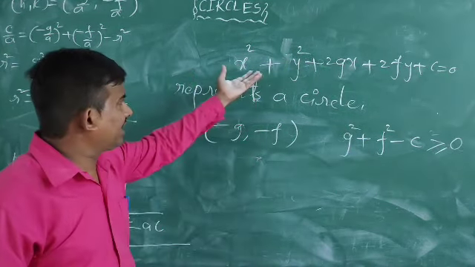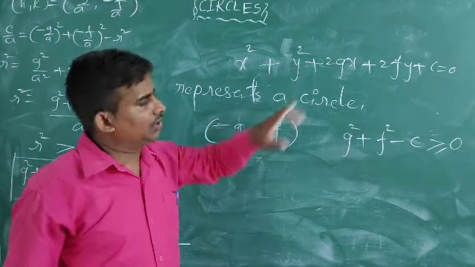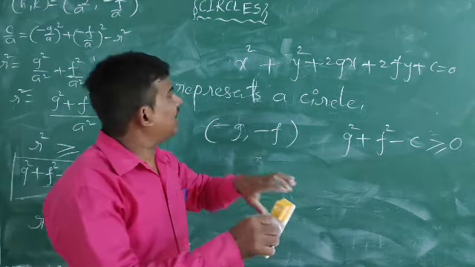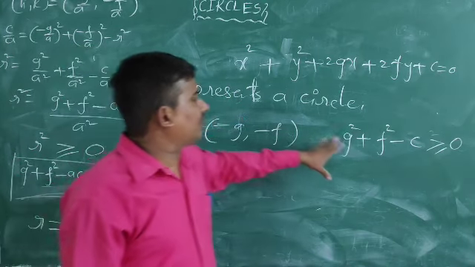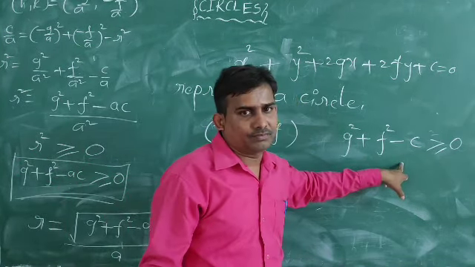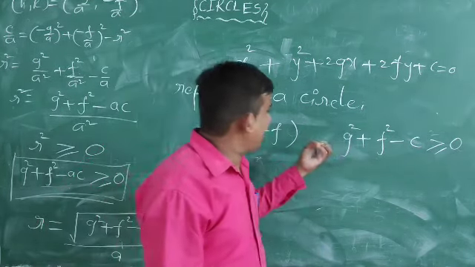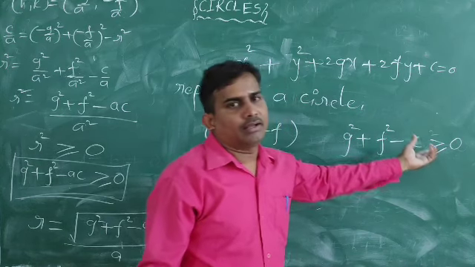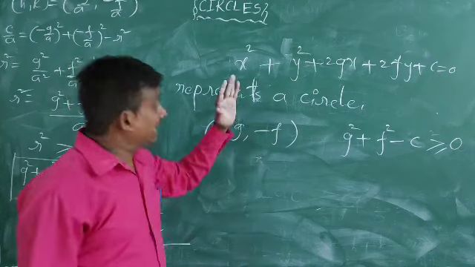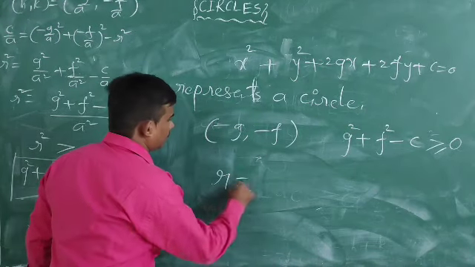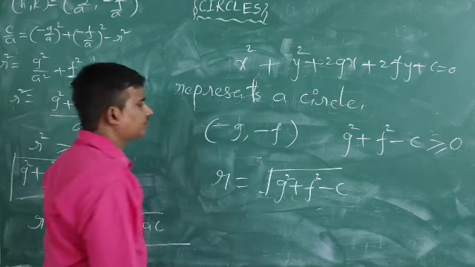Of course, it's very clear, an obvious case. The coefficient of x square and the coefficient of y square are both equal to 1, both equal and not equal to 0, and h is equal to 0. Our third condition is that g square plus f square minus ac by a square must be positive. Here a is equal to 1, so we have only g square plus f square minus c, and its value must be greater than or equal to 0. Then our radius is the square root of g square plus f square minus c.